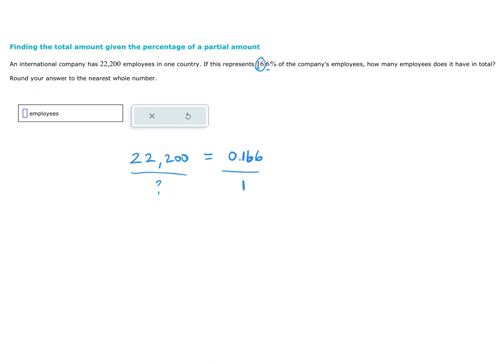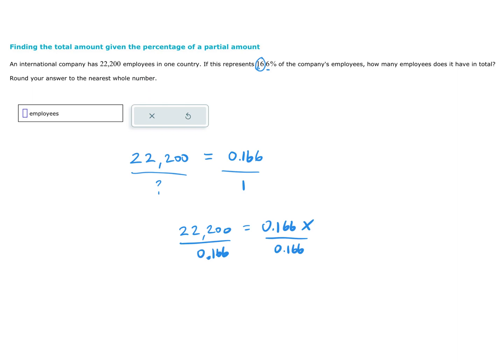And now to solve, we can do cross multiplication. So we can multiply 22,200 times 1, which is of course 22,200, and that equals 0.166 times our mystery number, which I'm going to call x. And now to solve, because this right here really means 0.166 times x, to undo multiplying by something, we're going to divide. So we're going to divide by 0.166 on both sides. Whatever you do to one side, you have to do the other side to keep your equation balanced.